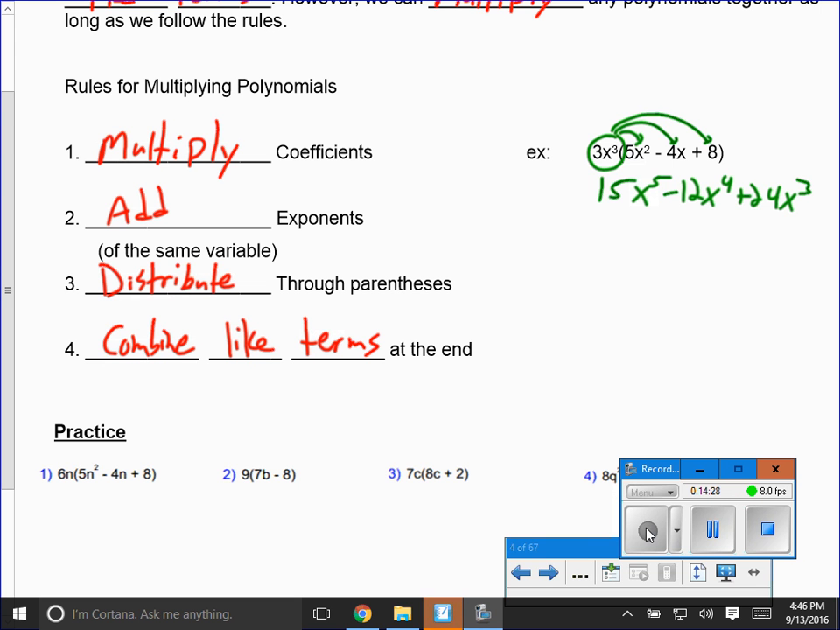Alright, so there's 8 problems down at the bottom. They're going to take you through this exact same thing. So you're going to be multiplying. Make sure you distribute through the parentheses. Multiply every term inside by that term outside. Alright, be careful. We're going to multiply our coefficients, add our exponents together. If there are any like terms at the end, make sure you combine those.